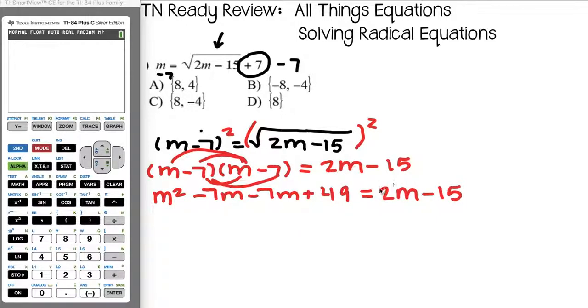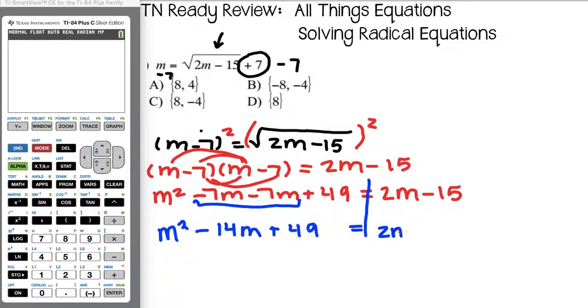All right, so like we talked about in previous videos, I need to clean each side of the equation up. If I look at the left side of the equation, I see that these two things right here can go together. So m squared, he's fine how he is, but I know that negative 7m minus 7m is going to give me negative 14m plus 49. And then I still have my equal bar, and I haven't touched this over here yet.